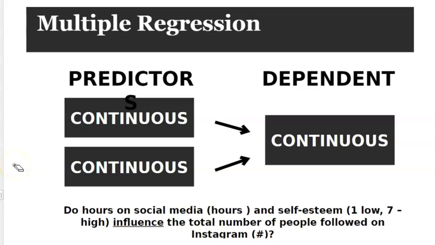So simple linear regression is one independent variable that predicts the dependent variable, and how that can be changed. For instance, hours on social media can predict the total number of people followed on Instagram. So if you have only one continuous variable, that is simple linear regression, with only one independent variable that predicts the total number of people.